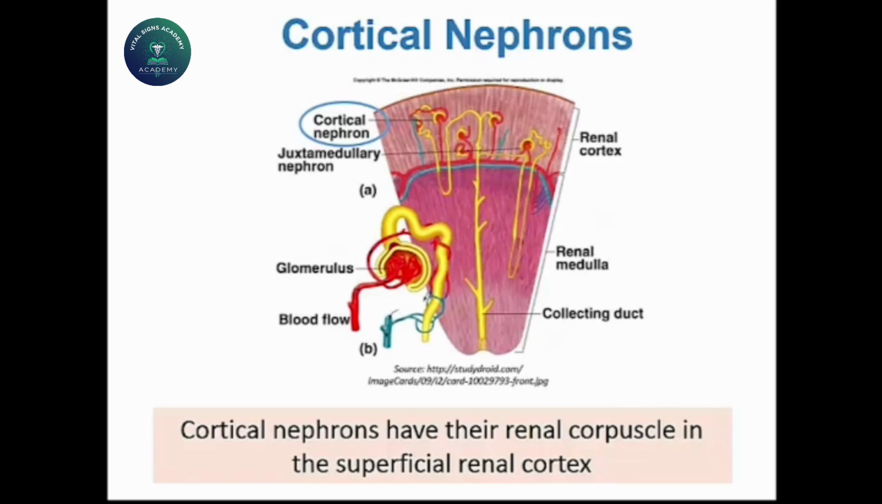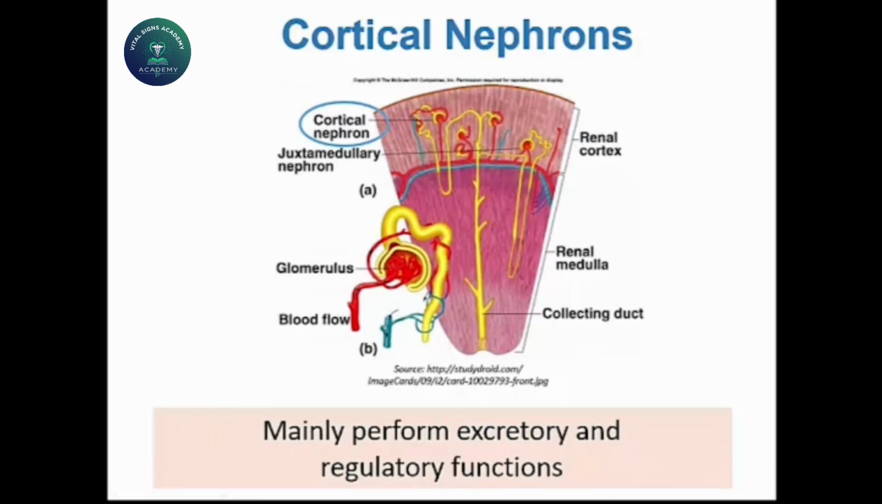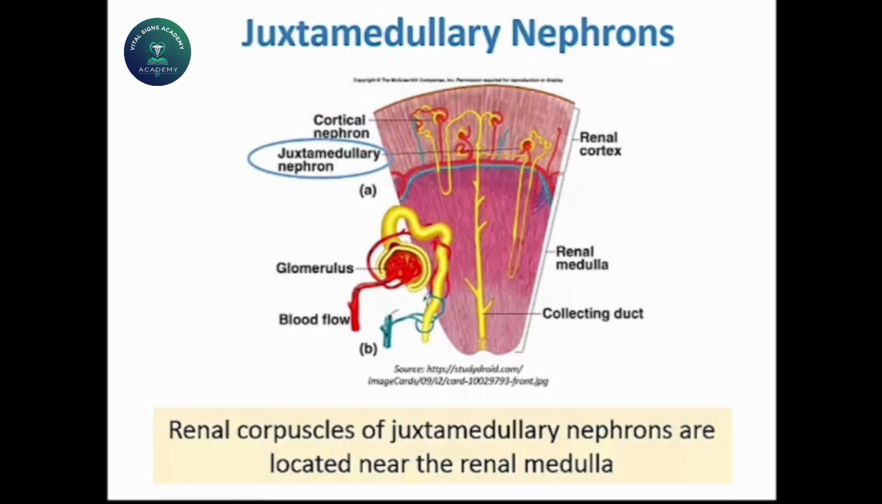Nephrons are classified according to the location of their renal corpuscle. The first type is the cortical nephron. The cortical nephrons have their renal corpuscle in the superficial renal cortex. As you can see in this image, the renal corpuscle of the cortical nephron is located in the renal cortex region. Cortical nephrons, which are about 85% of all nephrons, mainly perform excretory and regulatory functions.